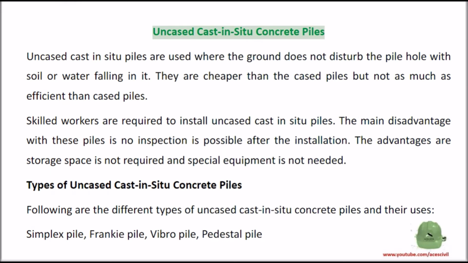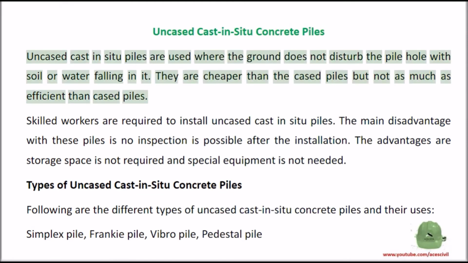Uncased cast in situ concrete piles. Uncased cast in situ piles are used where the ground does not disturb the pile hole with soil or water falling in it. They are cheaper than the cased piles but not as efficient as cased piles.